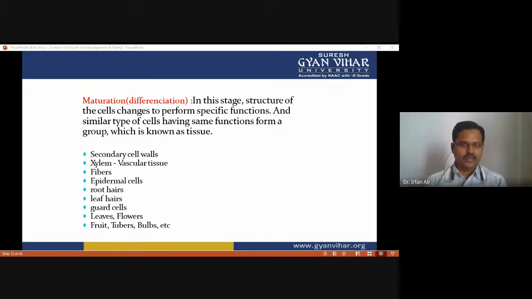You already know this. The maturation or differentiation includes the secondary cell wall, xylem, which is a vascular tissue, fibers, epidermal cells, root hairs, leaf hairs, guard cells, leaves, flower, fruit, tuber, bulb, and phloem, which is also a vascular tissue. During differentiation, the cells differentiate into a variety of cells. So these are the variety of cells found in plants.